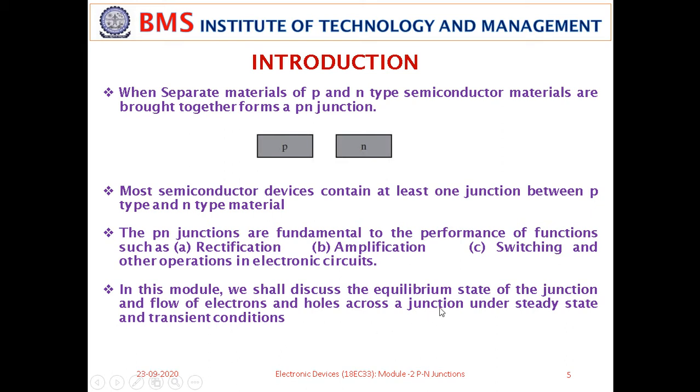We are analyzing not only the equilibrium state. Equilibrium means without applying any potential. And the steady state at room temperature, and even transient at different voltages. So we will look at the working of this PN junction under different conditions.